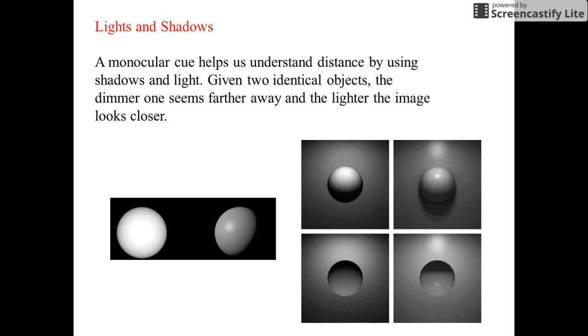Light and shadows. When you add light and shadows to pictures, it also changes the depth of things. It's a monocular cue that helps us understand distance by using shadows and light. Given two identical objects, the dimmer one seems further away and the lighter image appears closer up. So when you shadow something, it appears to have distance to it, and the lighter one seems closer up. You can see this in these two pictures here. This one appears closer than this one.